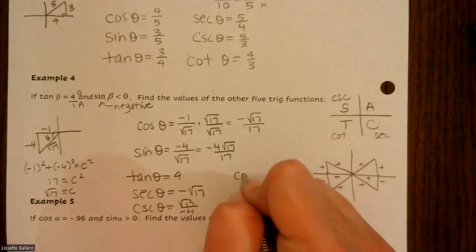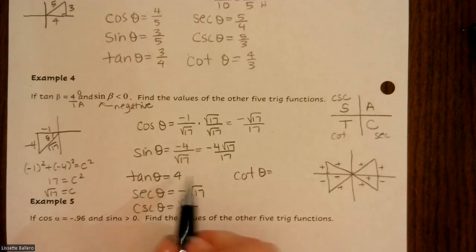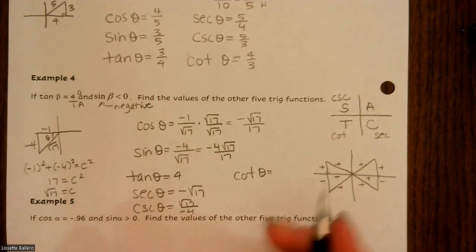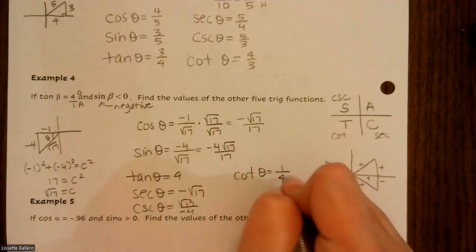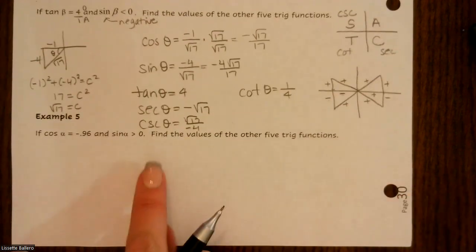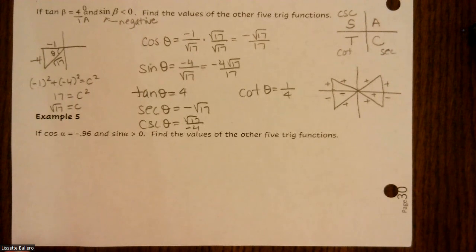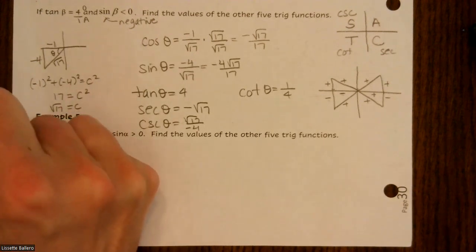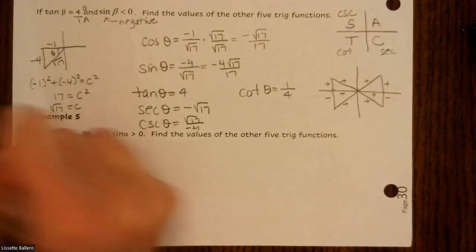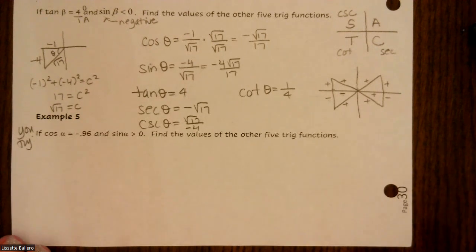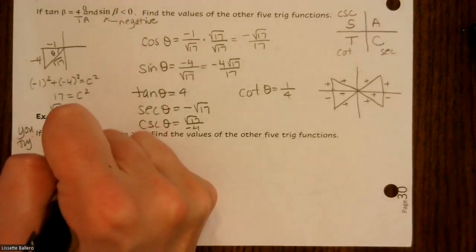And then my last one is the cotangent of theta. And so that was 4, and whole numbers are over 1, so this would be 1/4. I think this is a good place for you to pause and try it yourself. Go ahead and try that example 5. I will go ahead and do it as well, but if you pause it and check your work, that's probably going to be the best.